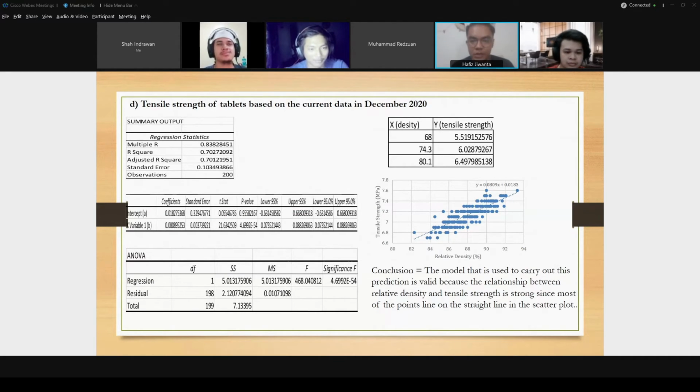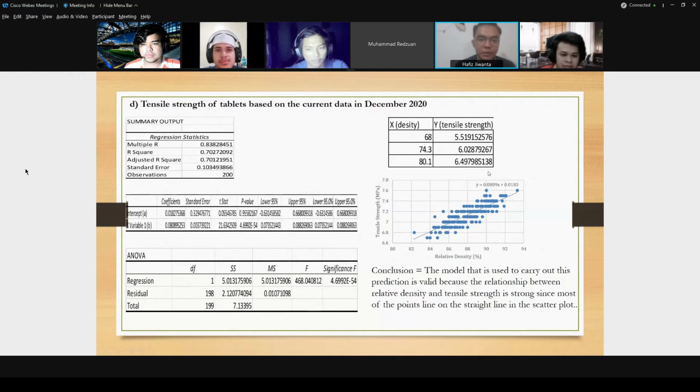We know from the studies that the tensile strength depends on the relative rigidity. So we take tensile strength as y and the relative rigidity as x. We will use the simple linear regression method to obtain this prediction. The value that we get for the intercept is 0.0183 and the x variable is 0.0809.